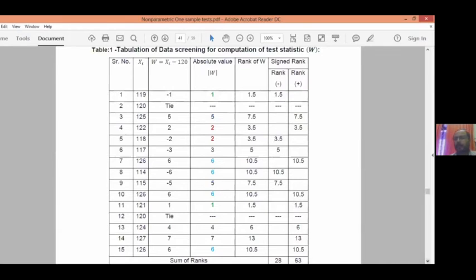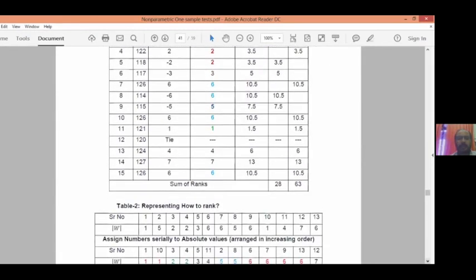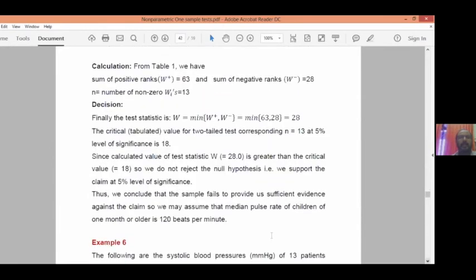We require this for calculating the test statistic W. Here I have also worked out how to rank. I already explained that: rank from smallest to largest, and then take the average. It will be provided to you for understanding the data. I won't go into this table in detail, but from the table we calculated W plus and W minus. The number of non-zeros is 13 in total. Now the 15 observations become 13.